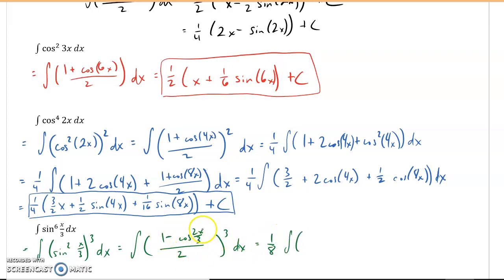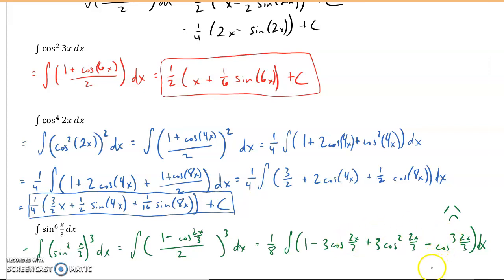And then we have to cube this binomial. Pascal's triangle, anyone? 1 minus 3 cosine of 2x over 3 plus 3 times the cosine squared of 2x over 3 minus cosine cubed of 2x over 3. I'm going to put a little sad face here and say, that's pretty rough. But that's how we could do it.